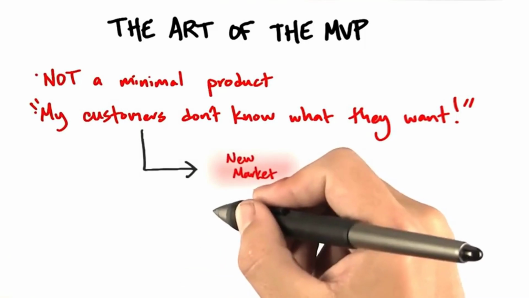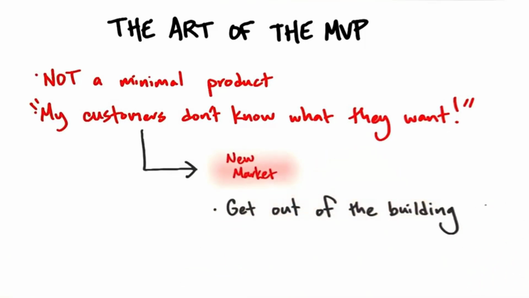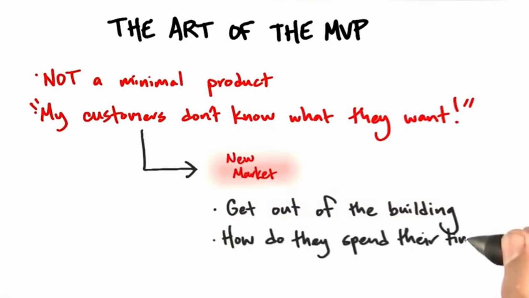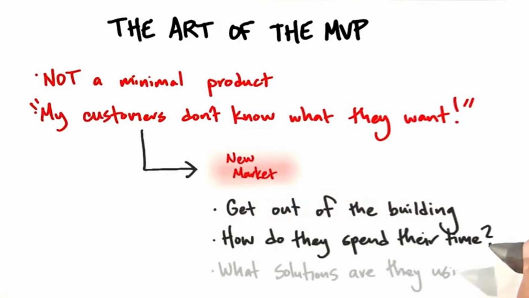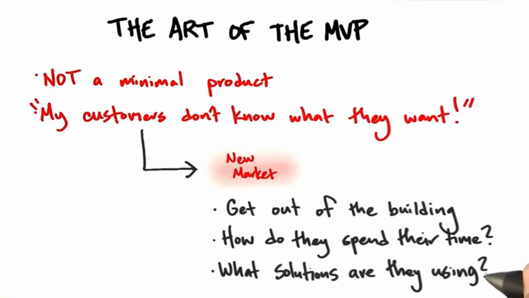In that case, you still want to get out of the building, but instead of asking them about features, you actually want to understand how they are spending their time now and what solutions they are using to solve their pains and gains. We'll talk about market type later, but when you hear people say, but my customers don't know what they want, just park that for a while, because that's not an excuse to stay in the building and keep adding features.